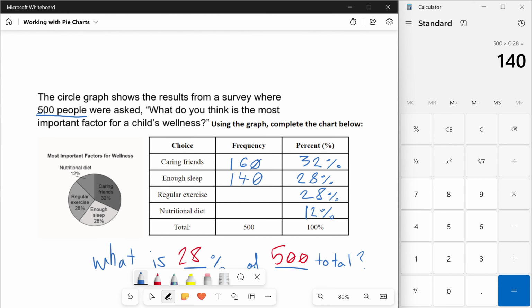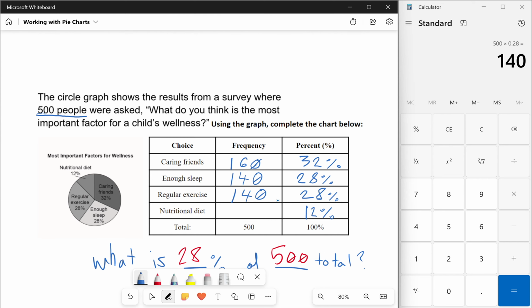That's 28% of 500. Now this question is being kind to us because 28% chose enough sleep, but 28% also chose regular exercise. So we solved 140 for 28% enough sleep. Regular exercise is also 28%. It's going to be 140. No problem. So that's a freebie that the question gave us.